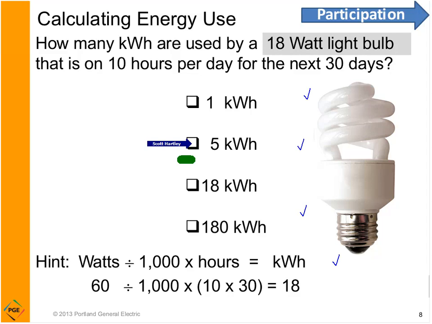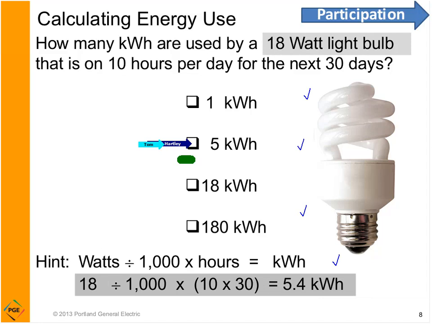Scott's on top of things. You all think it's going to be 5 kWh, and sure enough, the math comes in at 18 divided by 1,000 times the hours: 5.4 kilowatt hours. So this shows you how simple it can be, and that everyone on a staff ought to be able to have some idea of making these calculations.